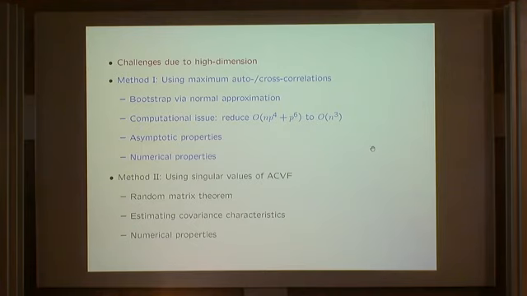Then we spell out some asymptotic properties which justify this bootstrap procedure. Then I will show you some numerical properties. So this is one approach, using the maximum auto or cross correlations.